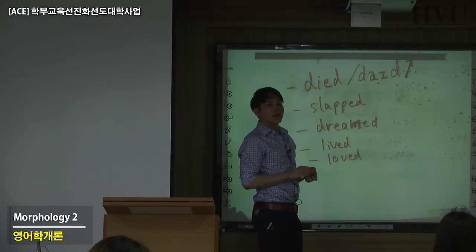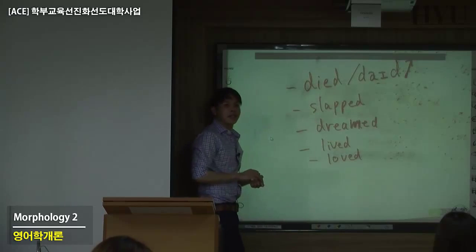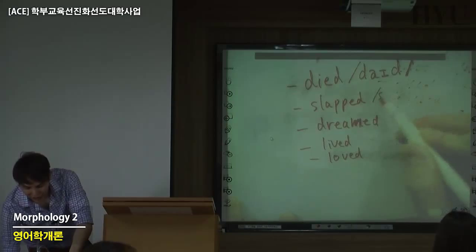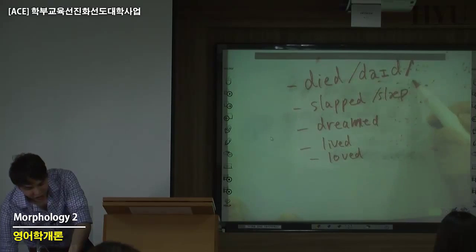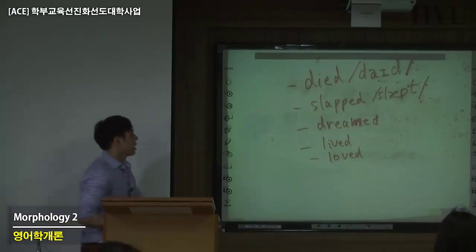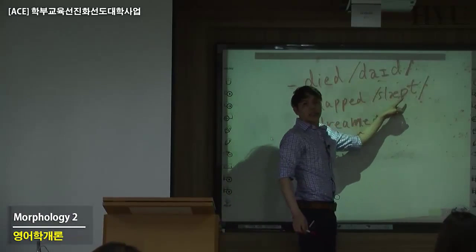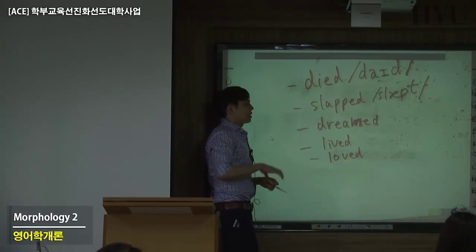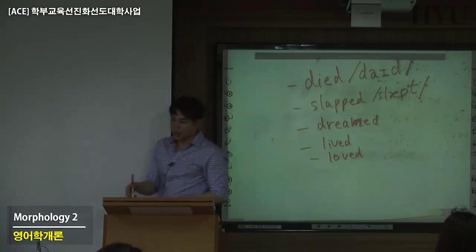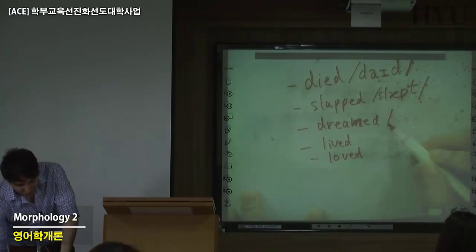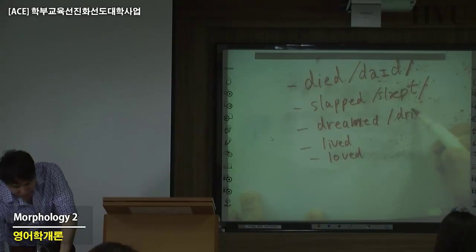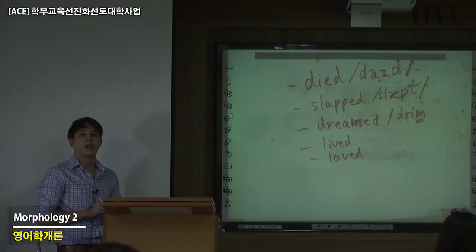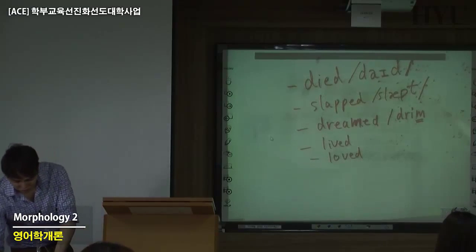Slap is slapped or slapped? Slapped. So because we have slap like this, we add the T, right? Because P is voiceless, so we add the T. Dream, some people pronounce it dreamt, right? But that verb is also a regular verb. So dream like this, M, so we look at M. M is voiced, so add the D.